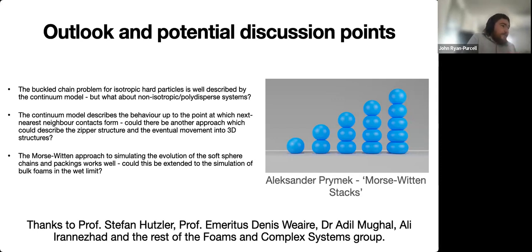And then finally, the last point is we saw how the implementation of Morse-Witten works for describing these 1D colloidal chains, but also these movements into these 3D spherical columnar structures. But could we extend this to the simulation of, say, bulk foams in the wet limit, where we have, again, these kind of objects which are well described by Morse-Witten, but have significantly more contacts than they would have in these columnar structures? And as a nice note, here's an image produced by a summer student who worked with us last year using the Morse-Witten model, rendered in Blender, where we can see these soft particles squished by the weight of the structures above them.